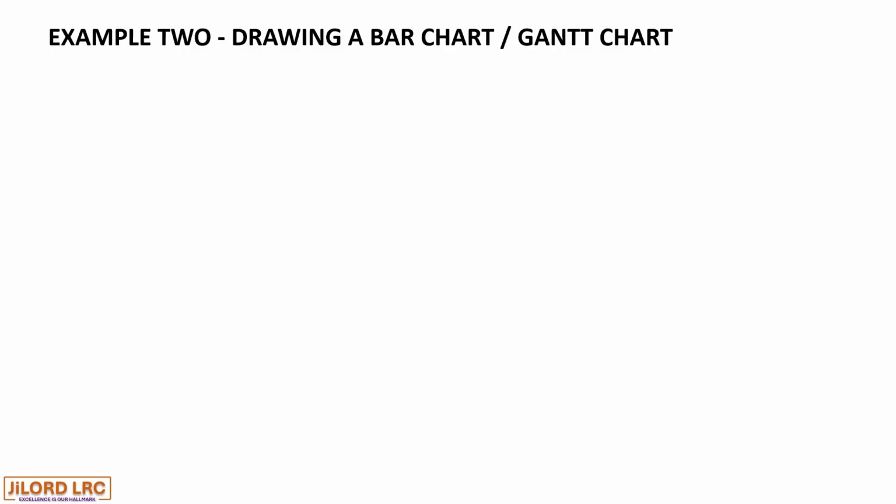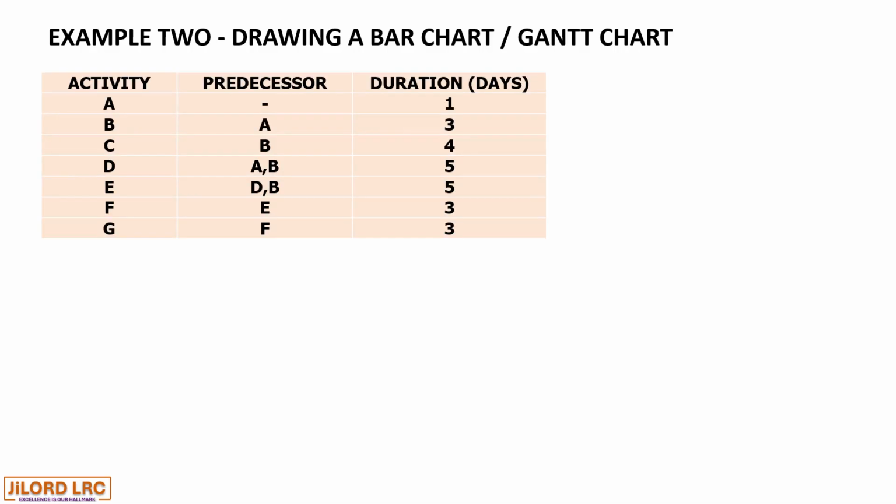Now, let us consider example 2, drawing a bar chart or a Gantt chart. We are presented with this information. The table has activity, predecessor activity, and duration in days. Activity A, which is the initiating activity, has a duration of 1.